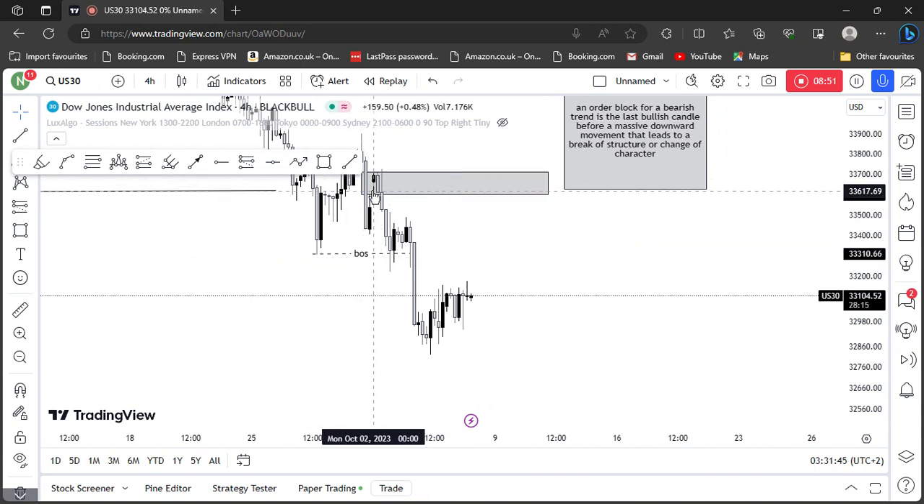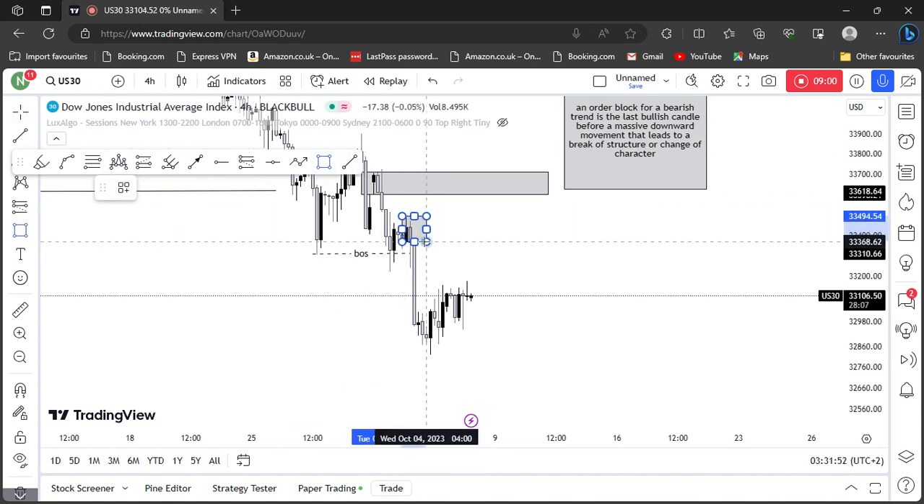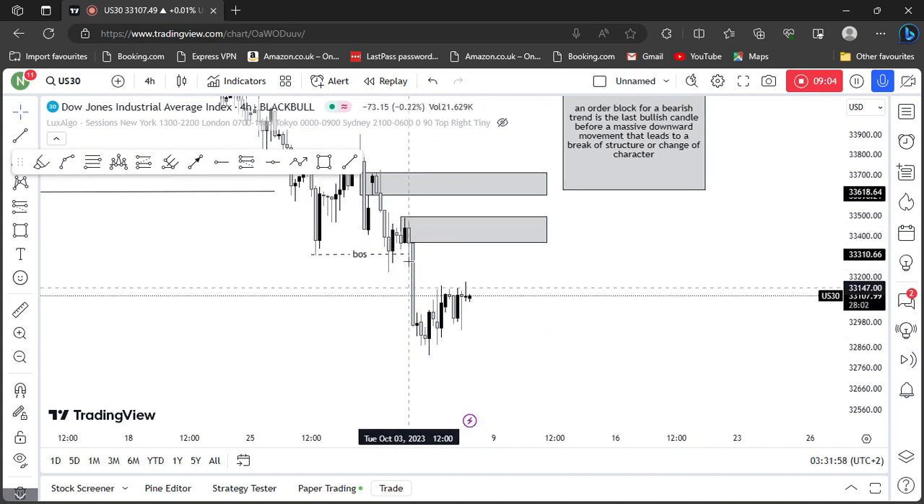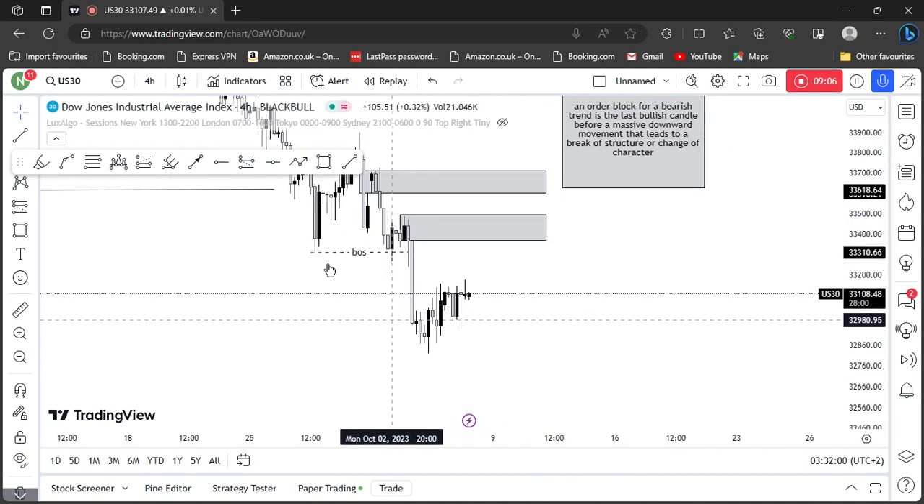We see that after this order block right there failed to break this structure in the 4 hour, we had another order block right here. For those who can see it, here's another one right here. That gave us a huge break of structure right here.